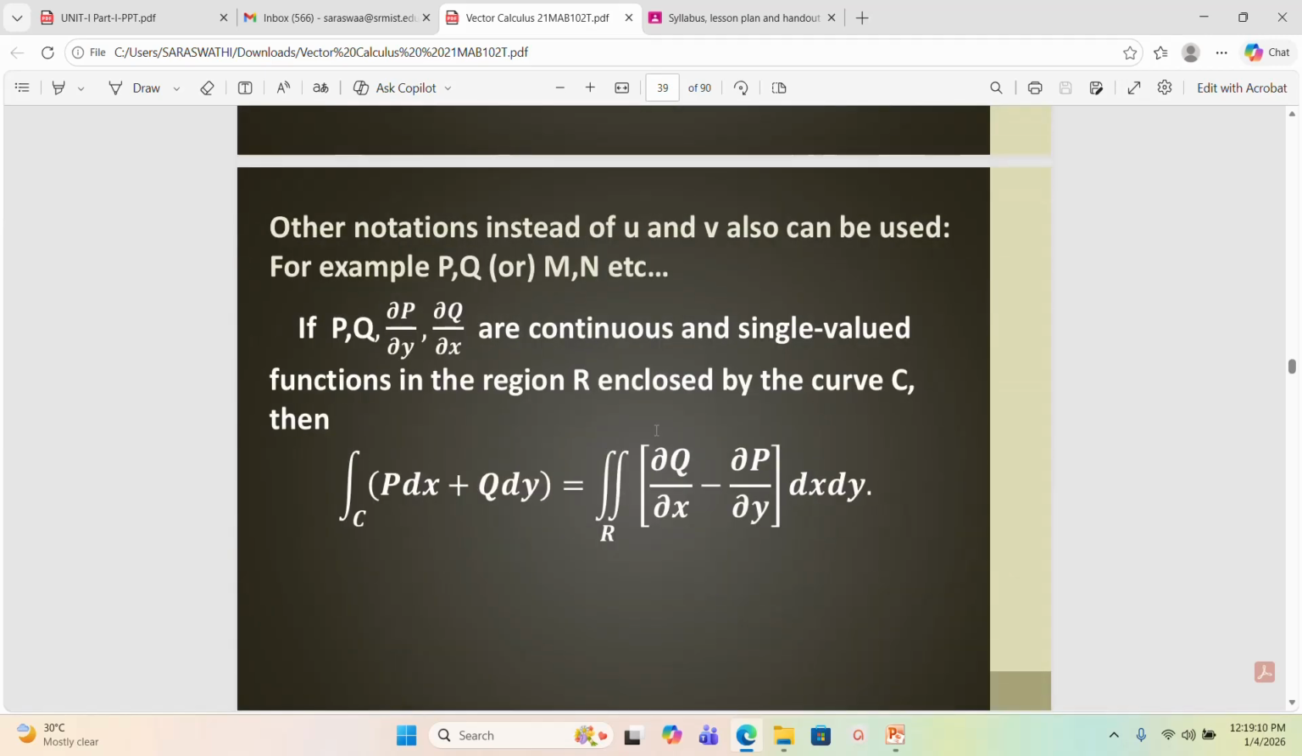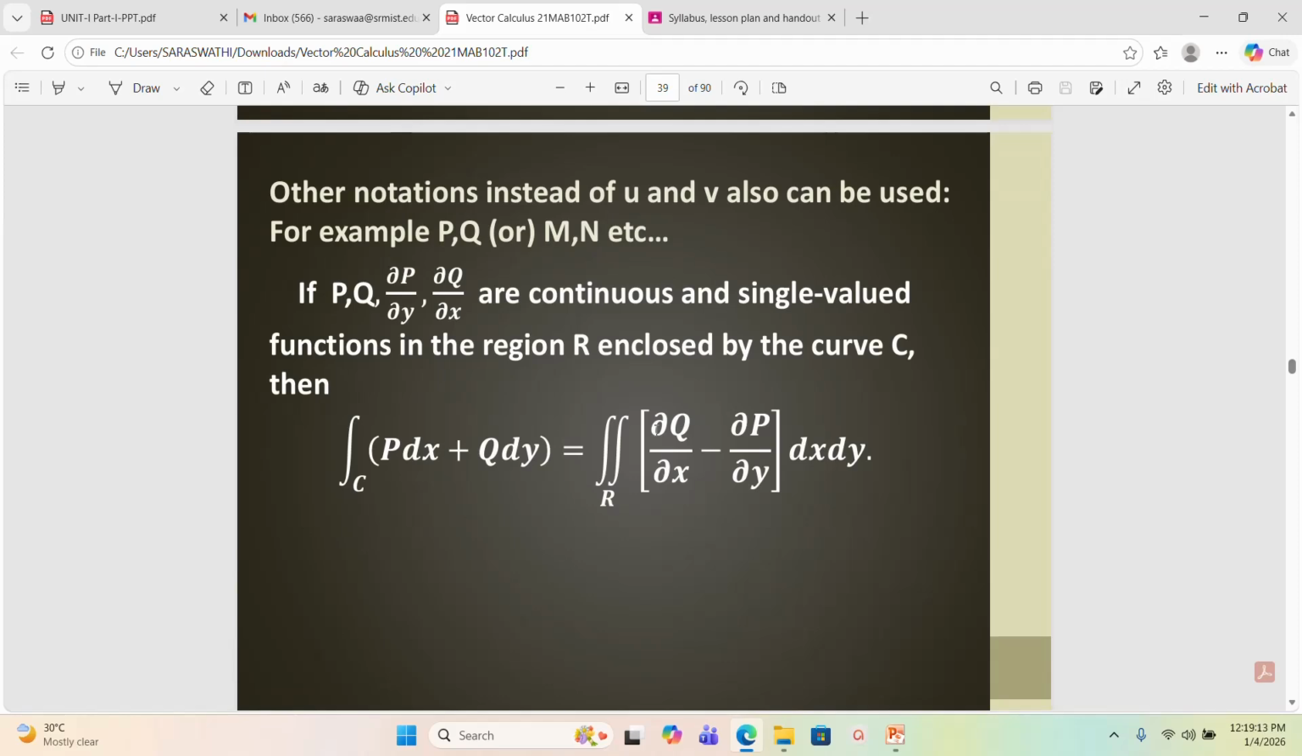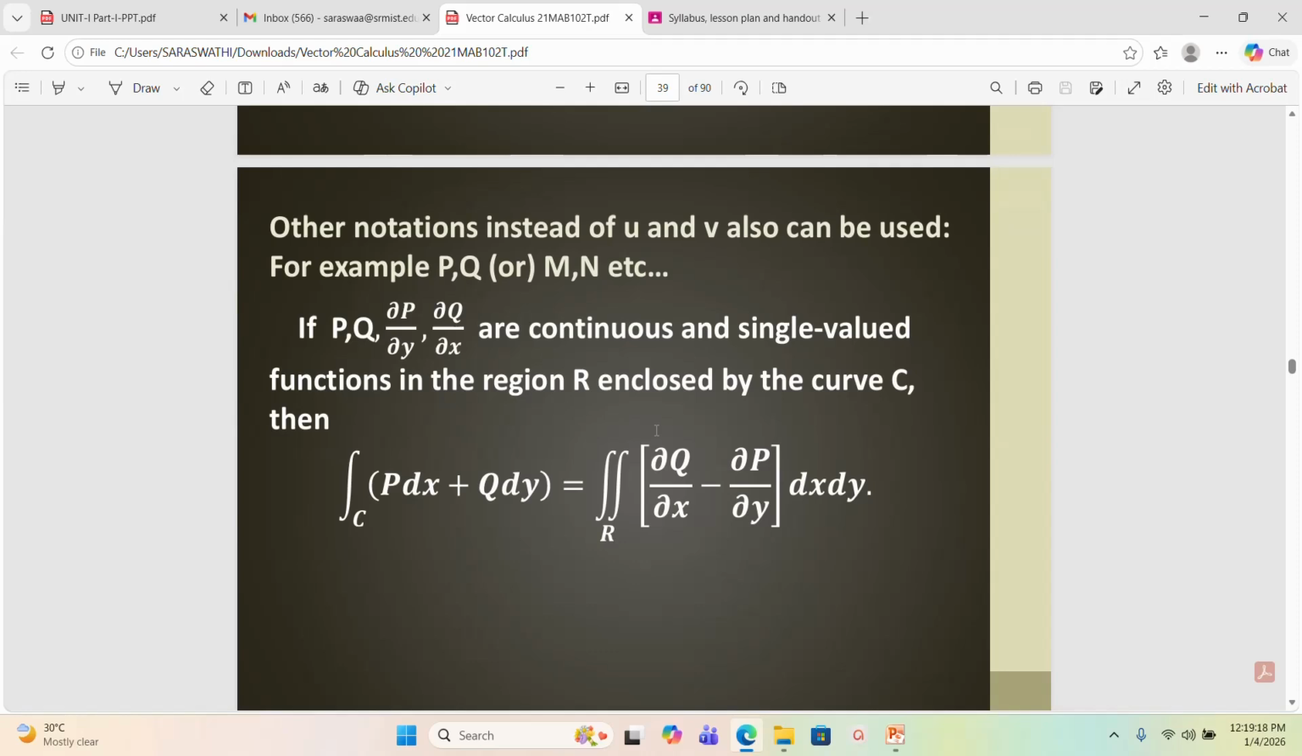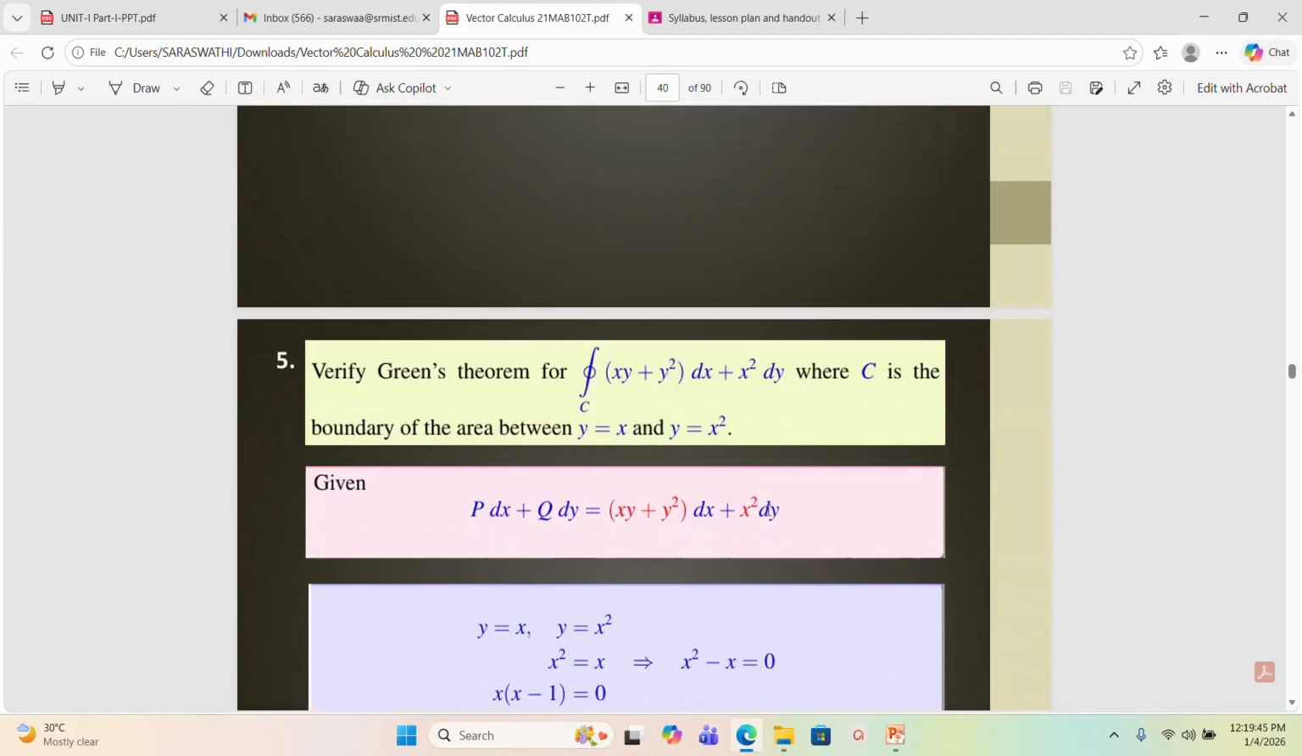And in the next part, instead of u comma v also, sometimes it will be given as p q and m comma n also. If p comma q, means dou p by dou y minus dou q by dou x, we can use. For example, instead of u comma v, it will be given p q also. So if p q are the notations, how to use the formula: integral over C, p into dx plus q into dy is equal to double integral over R dou q by dou x minus dou p by dou y into dx dy. Hence Green's theorem.